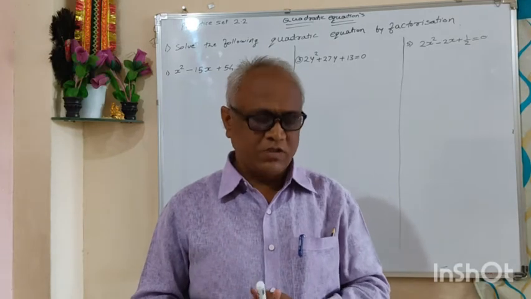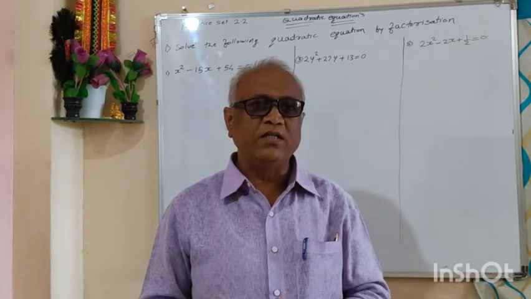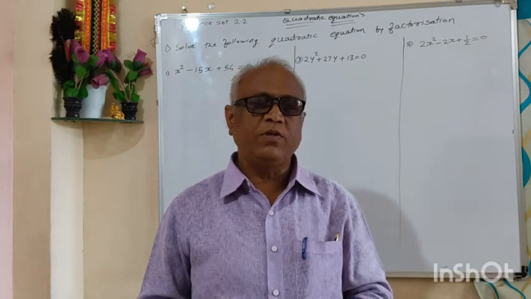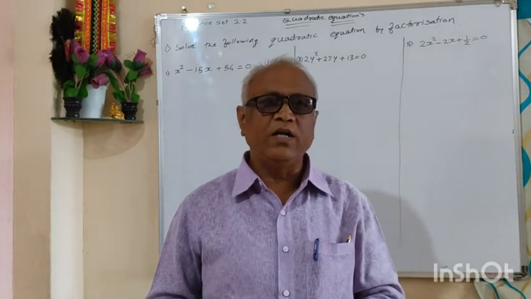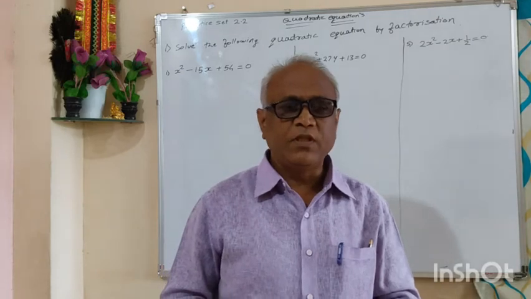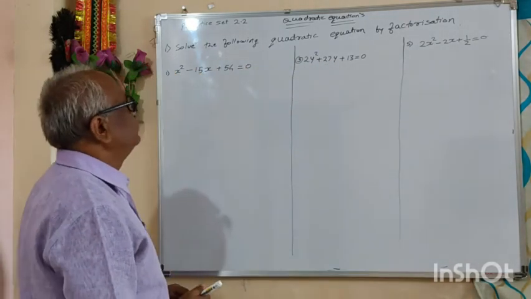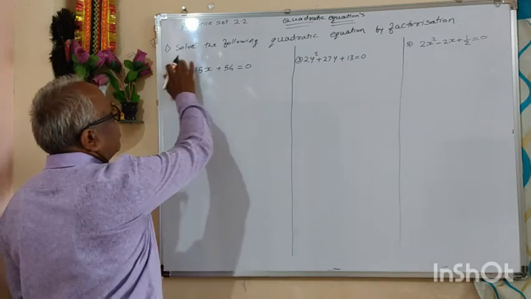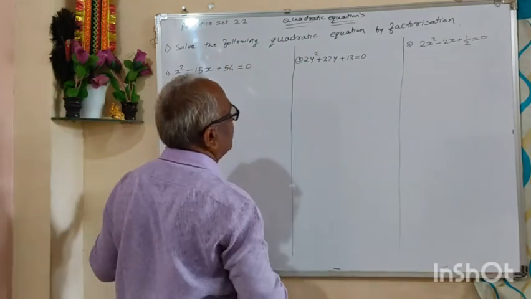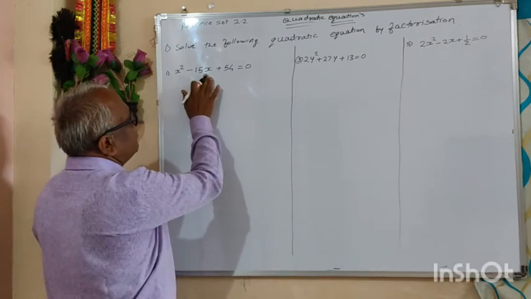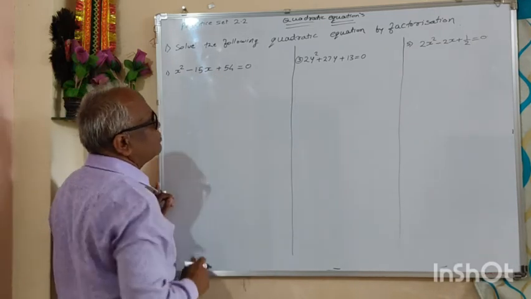Today we are going to study Standard 10th Maths 1, chapter number 2, that is quadratic equation. From this chapter we have studied practice set 2.1. Now we are going to see practice set 2.2. So question number 1: solve the following quadratic equations by factorization method. Here the first example, x square minus 15x plus 54 is equal to 0.